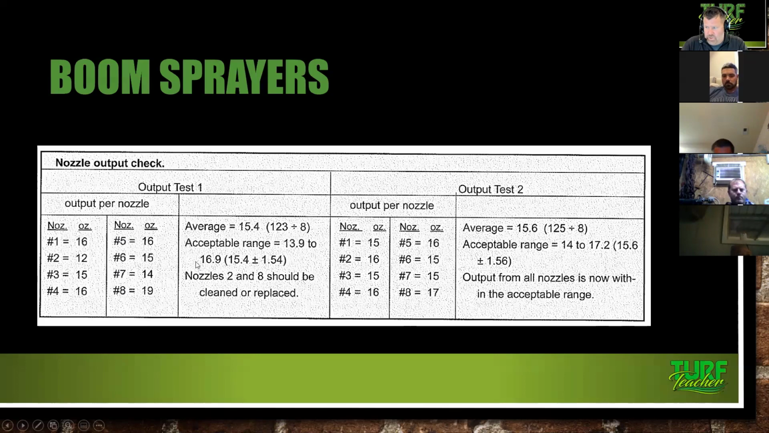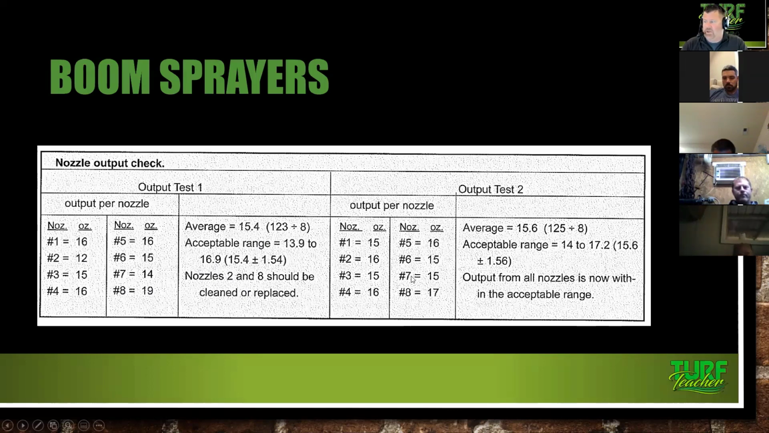All of these added up to 123. So we divide by 8. The acceptable range is 13.9 to 16.9. So basically what we're doing, we're taking 10% of the average and subtracting it and adding it. And so, you know, 10% of 15.4 is the 1.4. We're plus or minus in it. And so that's going to give us the acceptable range of 13.9 to 16.9. So automatically 12 is out, and then 19 is out. So nozzle 2 and 8 should be cleaned and or replaced, just depending on what's wrong with it.